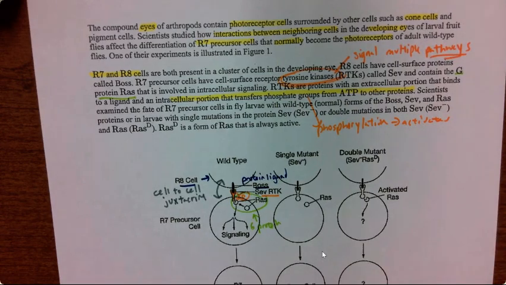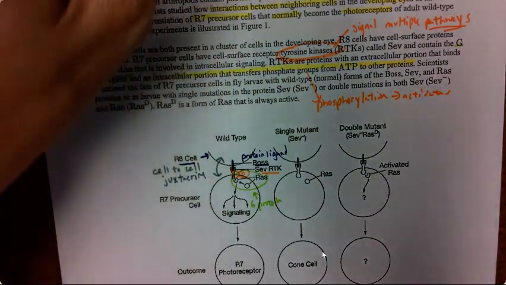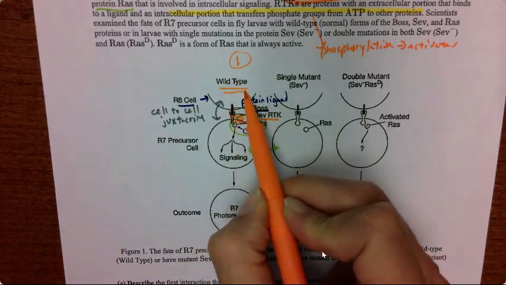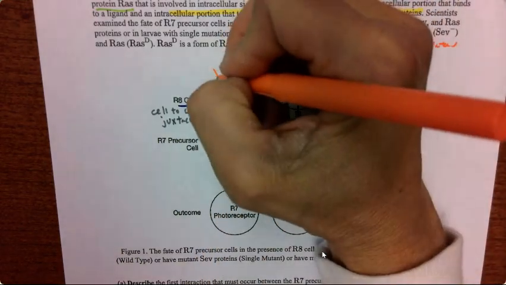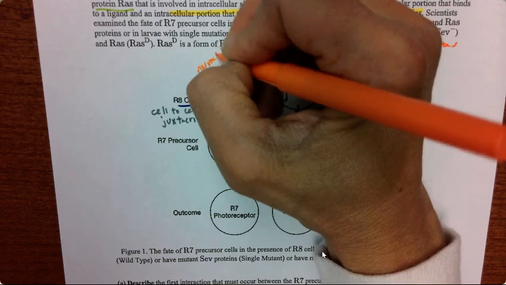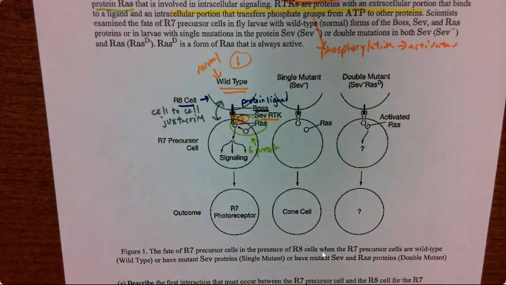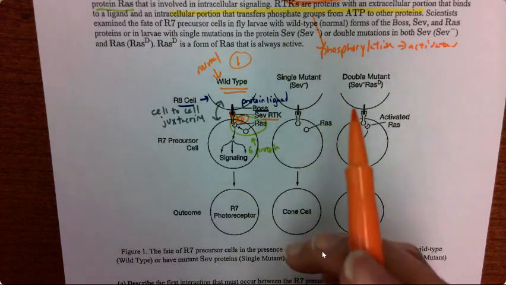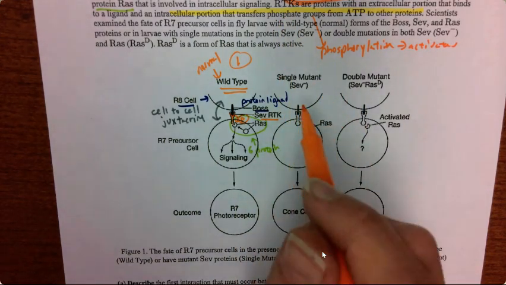And then it looks like they did different experiments. So let's look at the experiments down here. In this first experiment, this is wild type. Wild type, by the way, means the normal type found in nature without mutations. Also, another thing that I notice in here is they keep talking about differentiation.